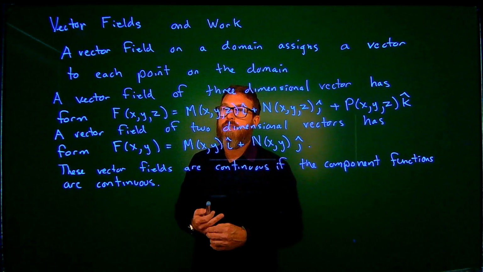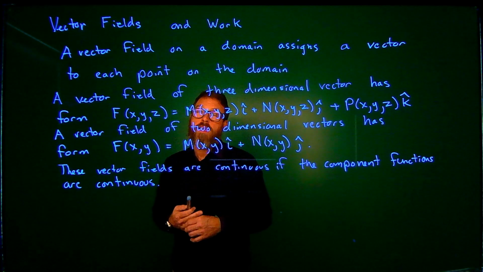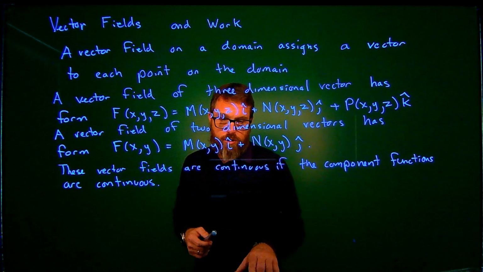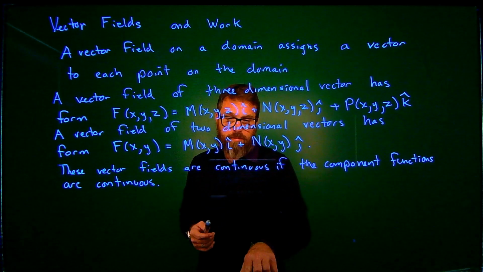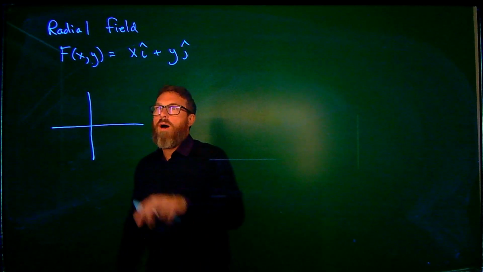so then we can take a look at what work can be done on that vector field on top of a curve. So let's draw some. We're going to do the radial field first. We're going to do this in 2 dimensions.